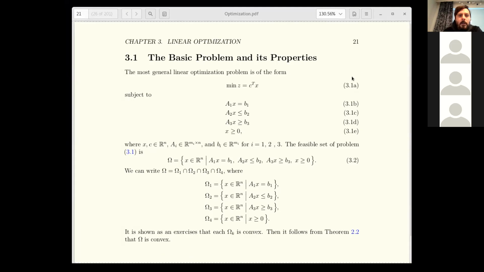Whenever we can express all these constraints with weighted linear sums, then we can say that we're dealing with a linear programming problem, or linear optimization problem.